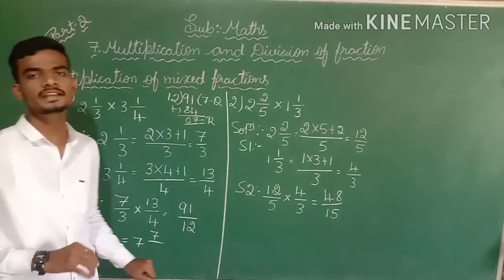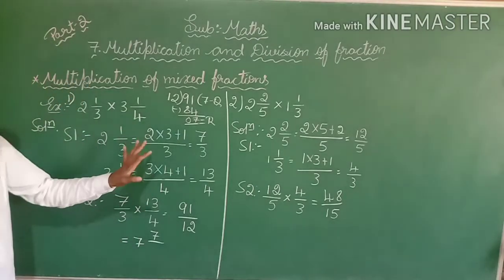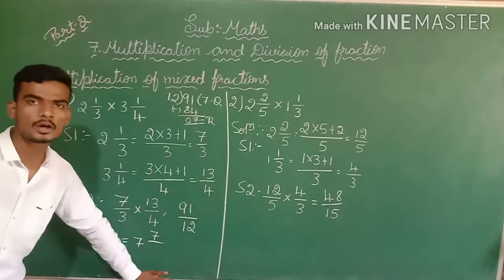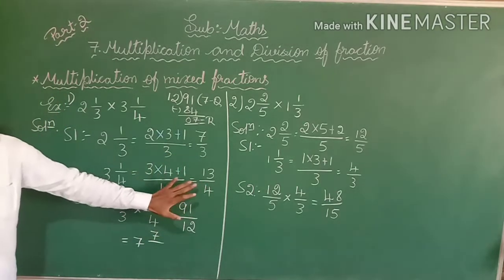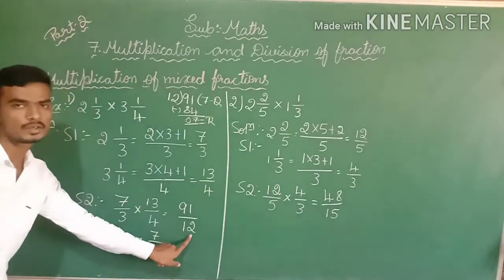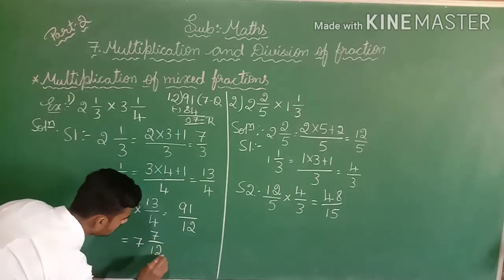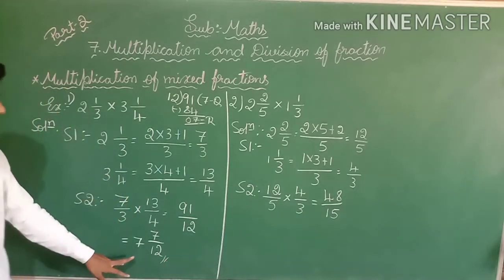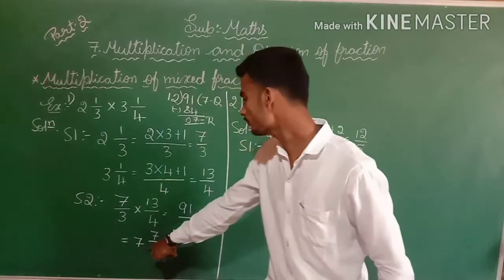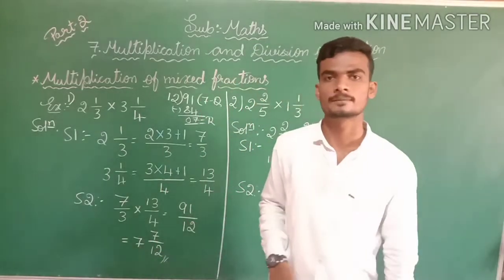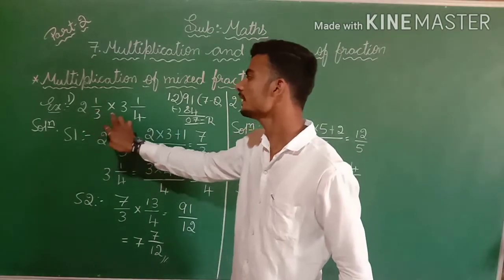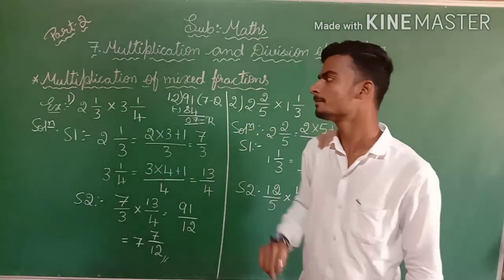Then what will you write at the denominator? I said already, the denominator must be the same for all. The denominator will not change. So the denominator you have to write as it is, 12. This is your final answer you got here for 91 by 12: 7 whole 7 by 12. This is the answer for 2 whole 1 by 3 into 3 whole 1 by 4.